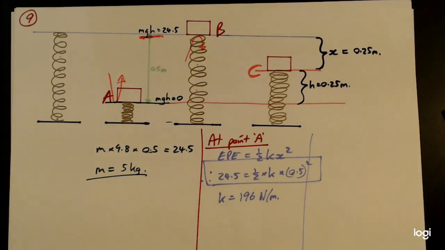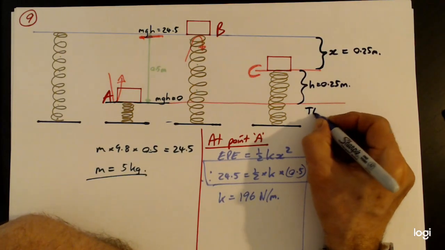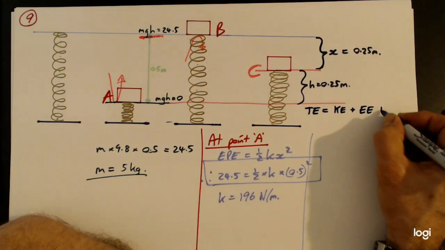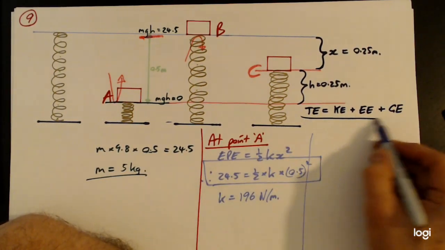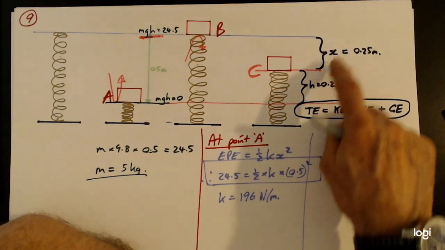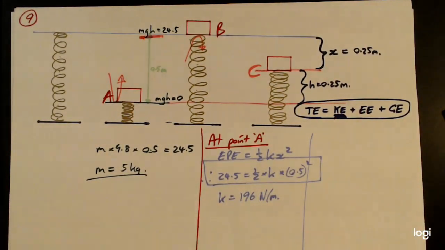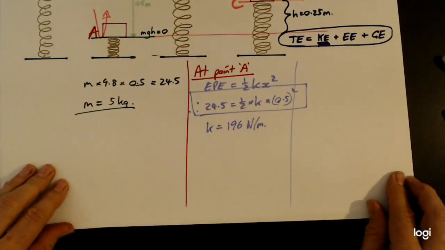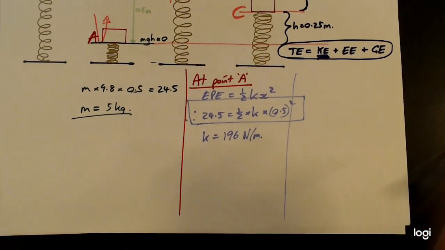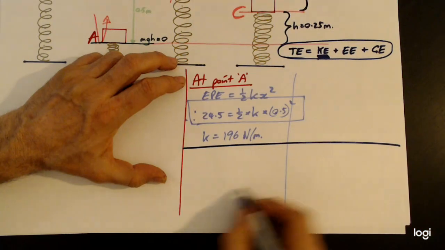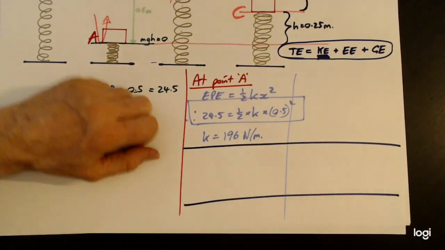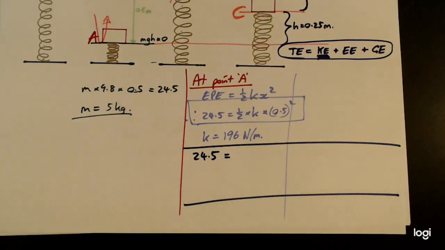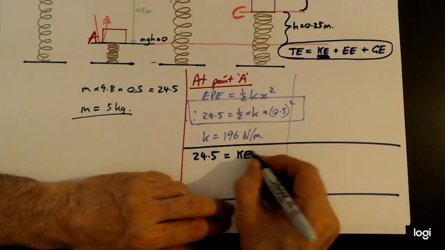And we also know that at any point, the total energy equals the kinetic energy plus the elastic energy plus the gravitational energy. We're going to use that to figure this out. So fleshing out the whole thing, I'm just going to go down a little bit. Total amount of energy is 24.5 joules. That equals its kinetic energy, which is what we're trying to find, so we're just going to leave that.